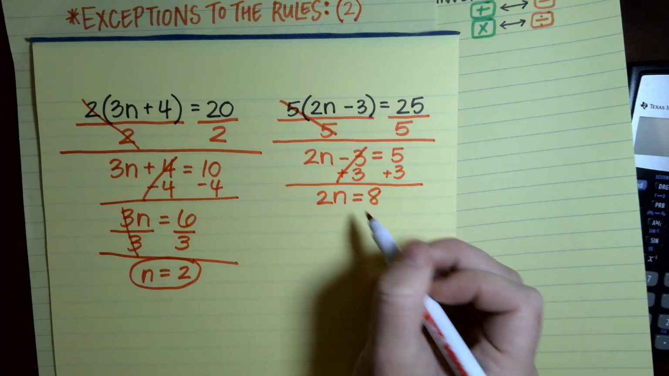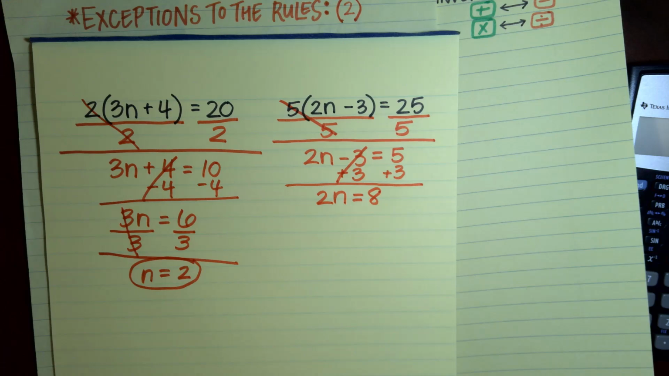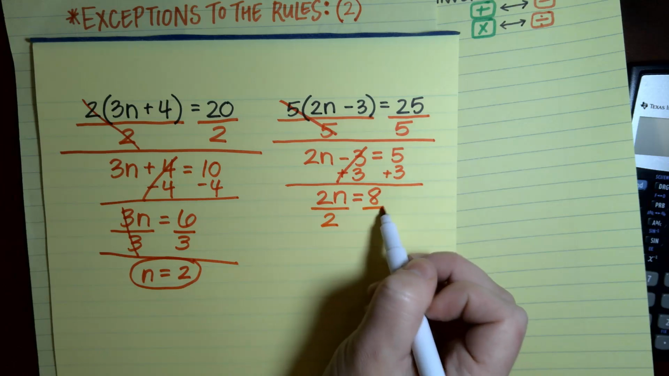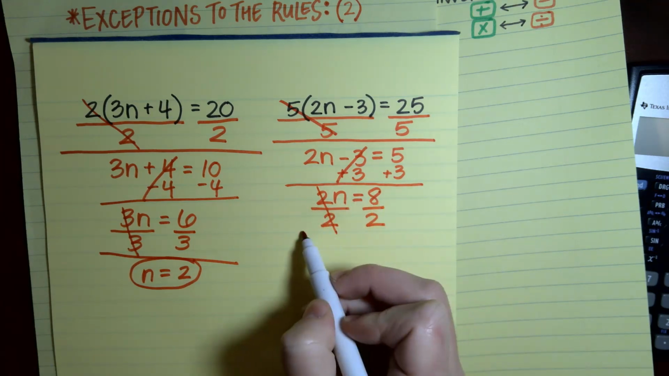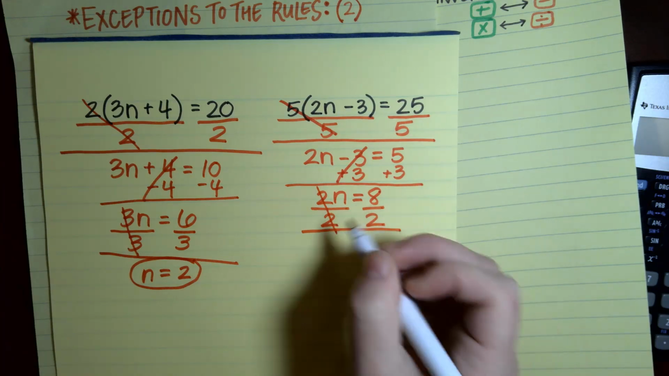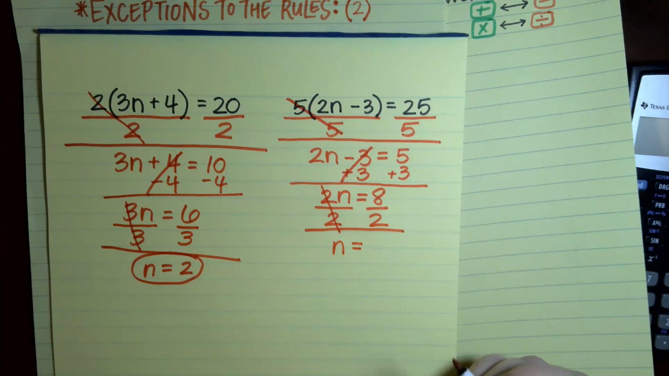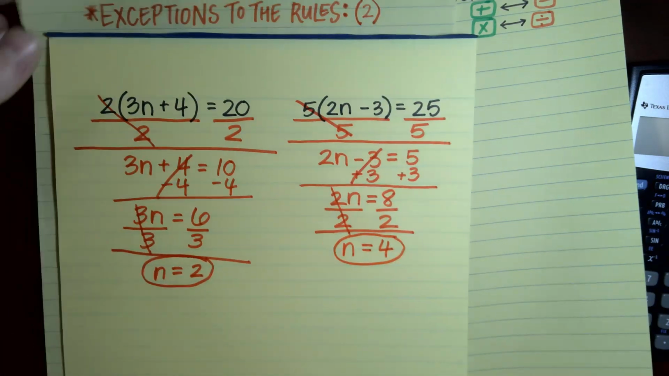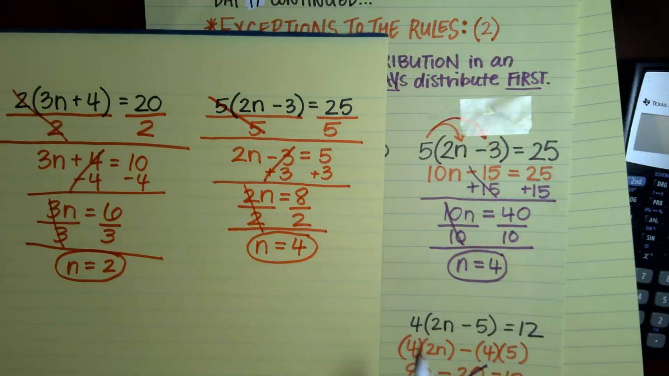All right, one final step. I've got 2 times n equals 8. How do I get n by itself? Divide by 2 on both sides. My 2's will cancel. And then n equals, what is 8 divided by 2? 4. Let's see if we got the same answer. We sure did, guys.